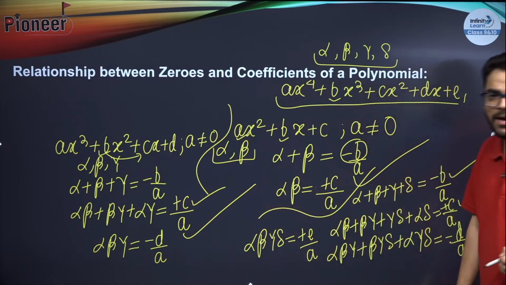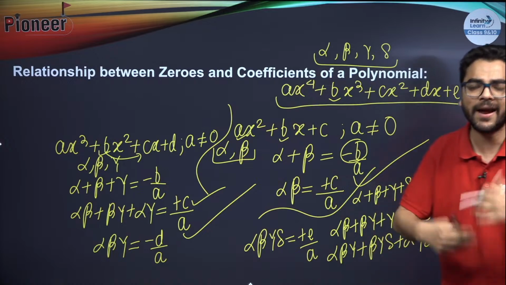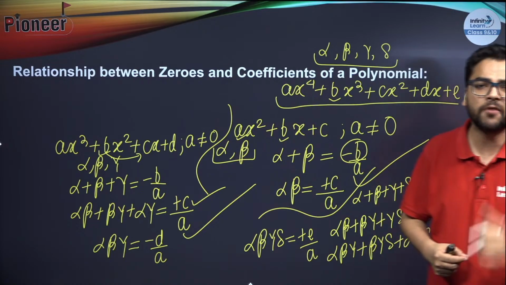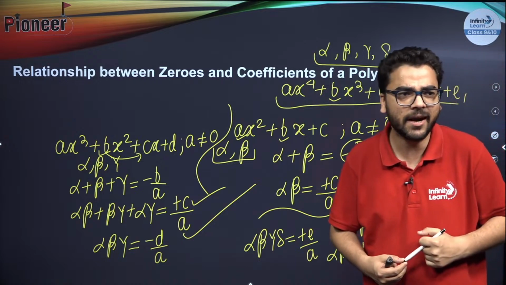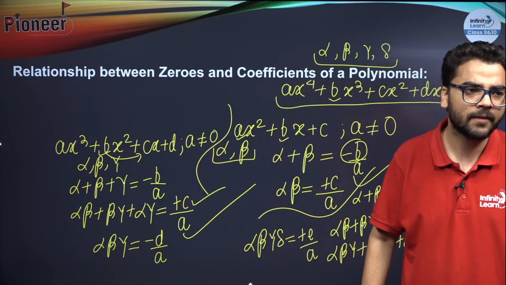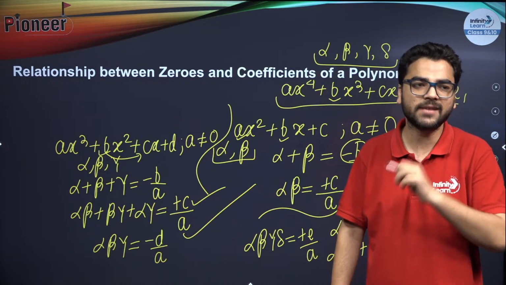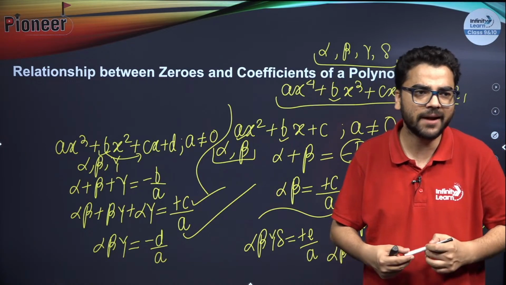I hope it is clear. In the same manner, you can find the relationship between coefficients and zeros of a polynomial of any degree. Is it clear to everybody? Don't spam Ananya. Is it clear to everybody in this session? Just confirm that in the chat.